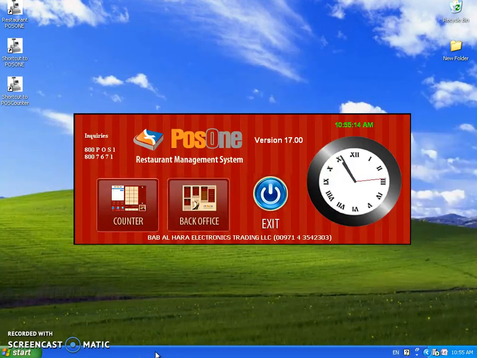In this video, we will see how the POSOne restaurant management system will help you to run your business. Basically, the system is divided into two parts. One is the counter part, the other one is the back office. The counter part is used by either a cashier, or, if you have additional systems, a waiter can use those counter systems.